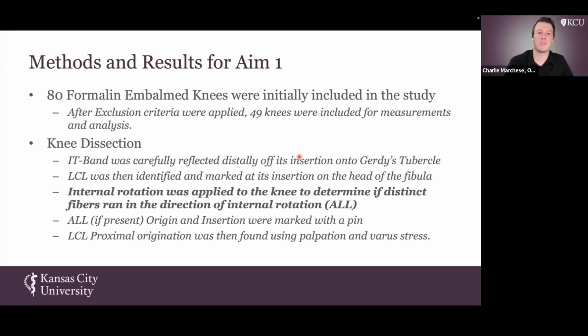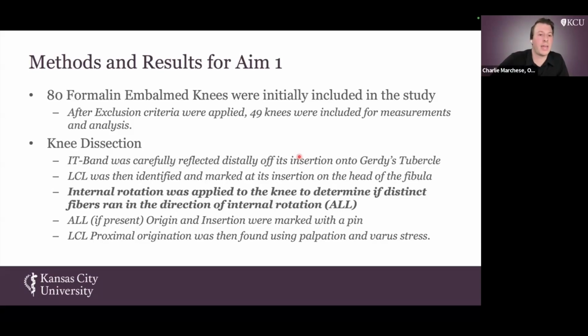We started by reflecting the IT band distally off its insertion onto Gerdy's tubercle. The LCL was then identified and marked at its insertion on the head of the fibula with a T-pin. This next step is in bold because this is one of our inclusion criteria, as to determine if it was present or absent in the donors.